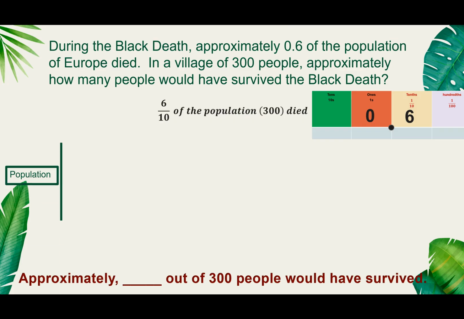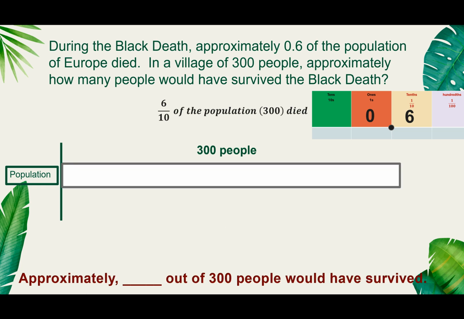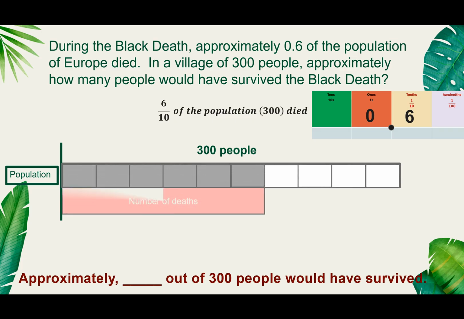So visually, we have the population, which is 300 people. And let's think about this here. 6/10 of the population, when we say 6/10 of something, of the population, which is that bar right there, we are going to have to divide that bar into 10 equal parts and shade in 6 parts for denoting the number of deaths. Okay, so 6 are how many people would have died, and the rest would be the number of people who would survive, and that is what we are looking for. That's where the question mark is.